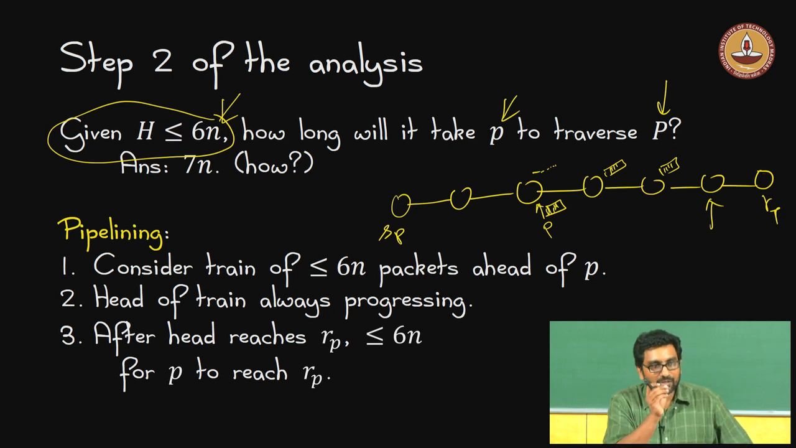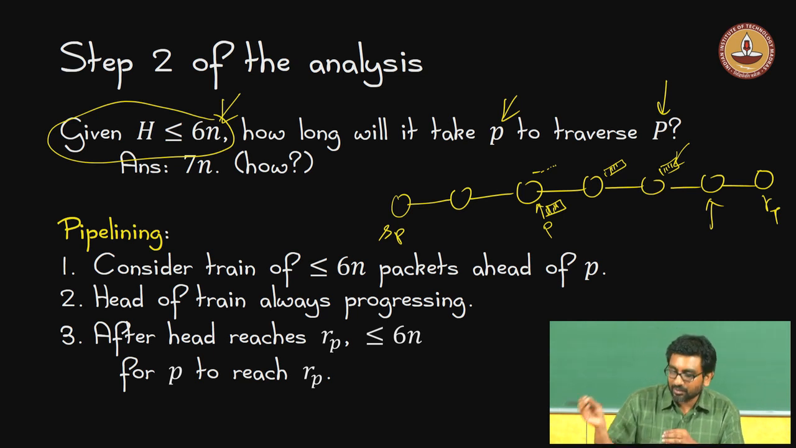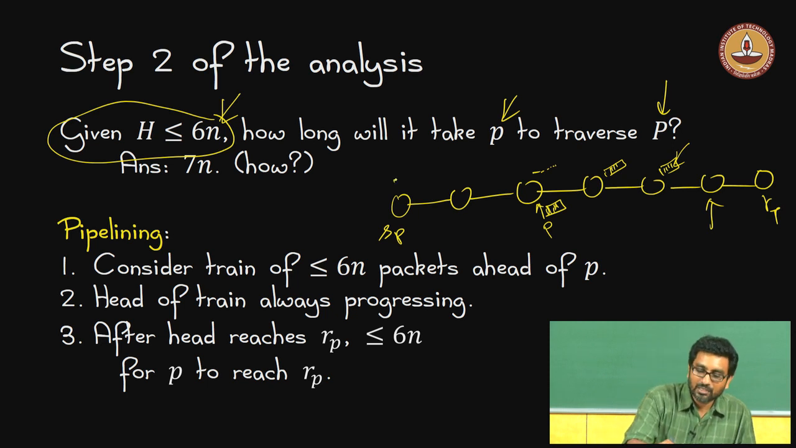What can you say about the head of this train in each time step? The head of this train is the packet at the very beginning of the train. In each time step, that packet is going to move one step forward. I am hand waving here, but the train itself could also get a little longer because some more packets joined. But if you look at it, the position of the head will always keep moving forward. So if the head started at SP and it always kept moving forward, in n rounds the head would have reached RP.